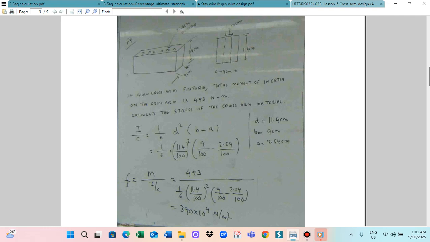Okay, then you have to calculate the stress F. F is equal to M divided by I by C. This moment of inertia is the given 493. I by C, we substitute the whole thing. By solving this, you get the stress. So the stress will be 390 into 10 power 4 Newton per meter square. If you look at the table of appropriate material, then you can select.